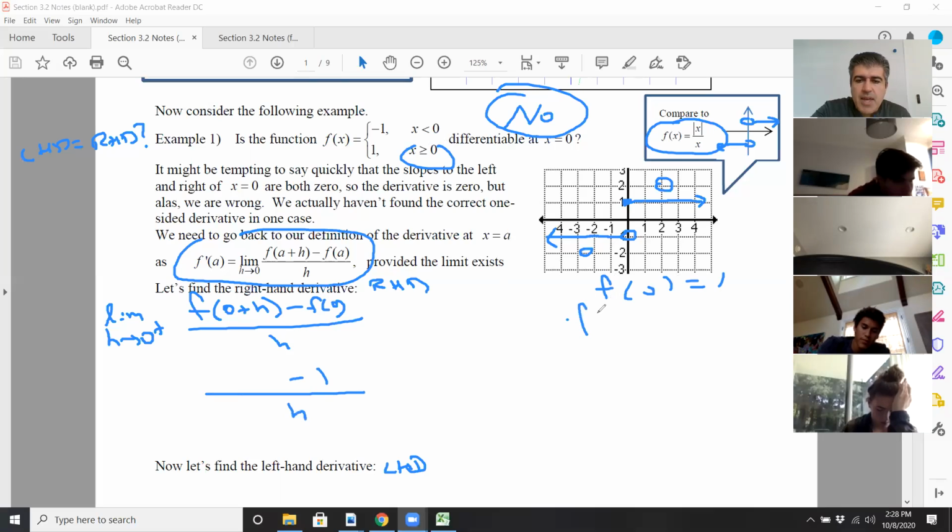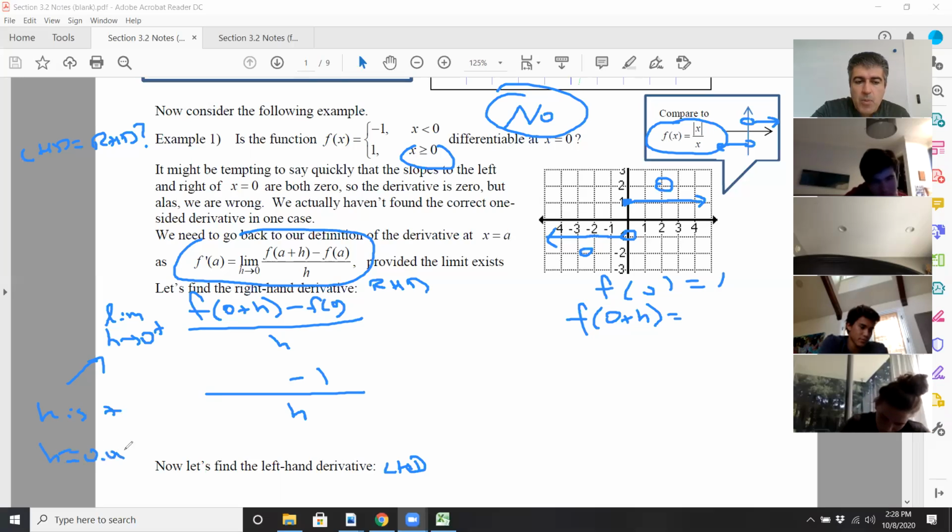Now f of 0 plus h, be careful here. h is approaching 0 from the right side. h is actually positive. It's not negative. It's positive because it's approaching 0 from the right side. So for example, h could roughly be maybe 0.001, right? That's close to 0. It's positive.